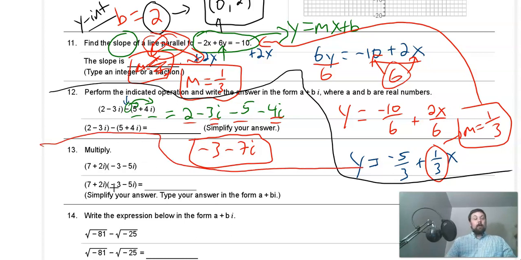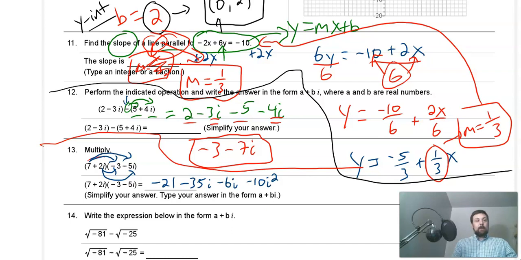All right. Here, you want to multiply. It's parentheses, but there's no adding or subtracting between them. And so you have to multiply these, and the directions tell you that as well. And to multiply these, you have to FOIL. First, outer, inner, last. So first would be 7 times negative 3, which is going to be negative 21. Outer is going to be 7 times negative 5i, which is negative 35i. Inner is going to be 2i times negative 3, which is negative 6i. And last is going to be 2i times negative 5i, which is negative 10i squared.